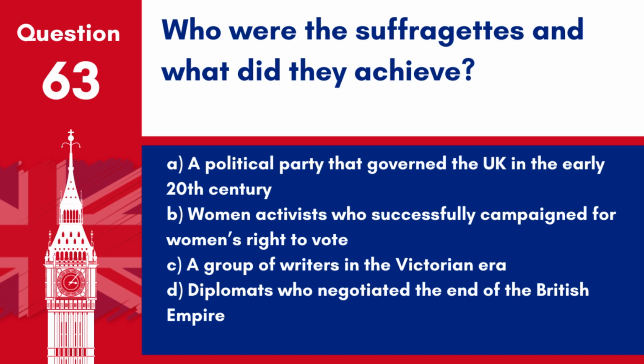Question 63. Who were the suffragettes and what did they achieve? A. A political party that governed the UK in the early 20th century. B. Women activists who successfully campaigned for women's right to vote. C. A group of writers in the Victorian era. D. Diplomats who negotiated the end of the British Empire.